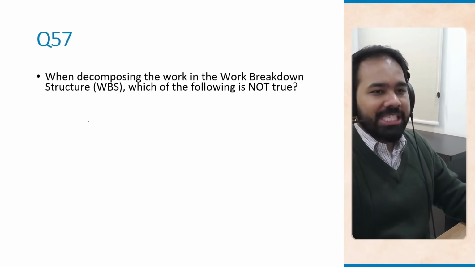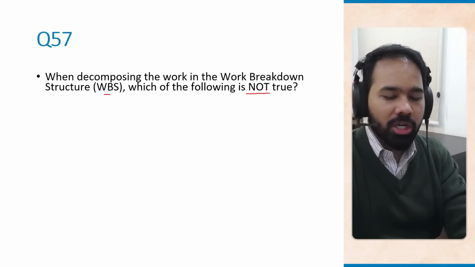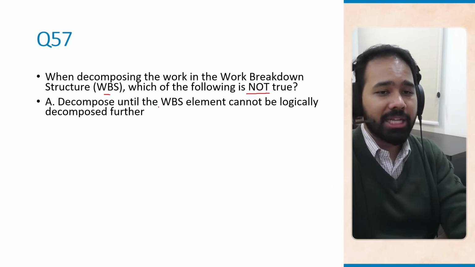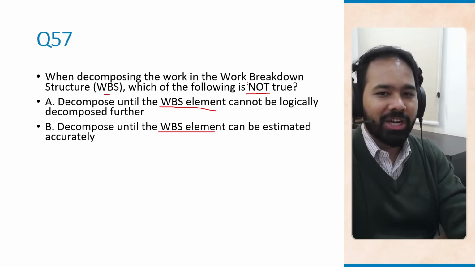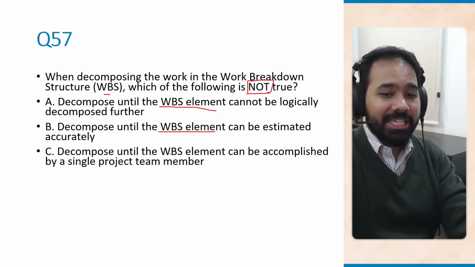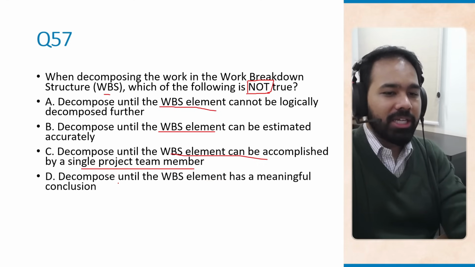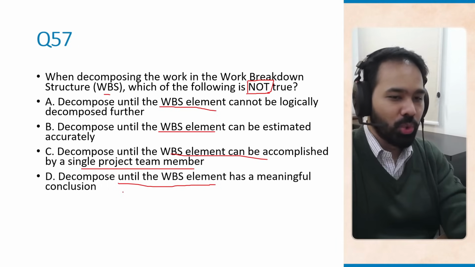Okay, question 57. When decomposing the work in the work breakdown structure, which of the following is not true? Decompose until the WBS element cannot be logically decomposed further. Decompose until the WBS element can be estimated accurately. Remember, we are talking about not true here. Okay. Decompose until the WBS element can be accomplished by a single project team member. Decompose until the WBS element has a meaningful conclusion.